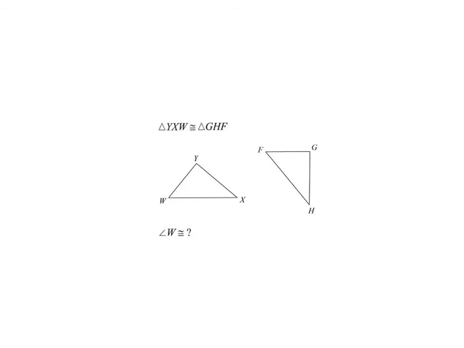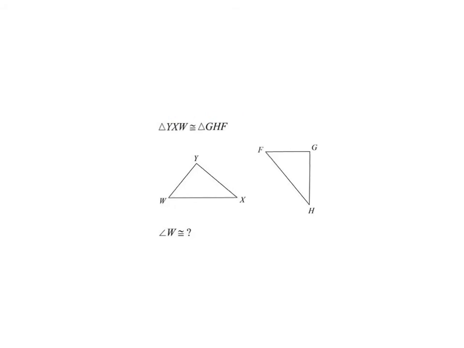Okay, so this is our first problem where we don't have any tick marks at all. We could put them on if we want to. For some people, to make it really concrete, they're going to line up that angle Y is congruent to angle G, angle X is congruent to angle H, and angle W is congruent to angle F, and then they would do all of the segments. That's all fine and good.